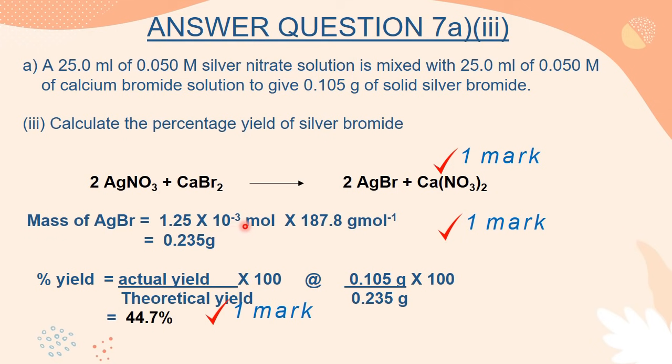So to calculate mass of silver bromide, we must multiply by molar mass of silver bromide. So you get the answer 0.235 gram. So to calculate percentage yield, we will use formula actual yield divided by theoretical yield times 100. After that, we get the answer is 44.7%. So total marks for this question is 3.